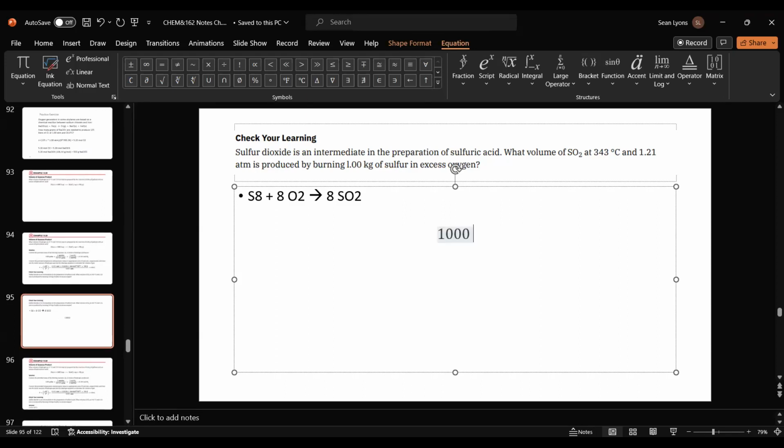So we've got 1,000 grams of S8. And then with this, we can use the molar mass of sulfur. Since we've got 8 of those sulfur atoms, we'll do the mass of sulfur times 8, which will give us 256.56 grams. And that'll be 1 mole of S8.